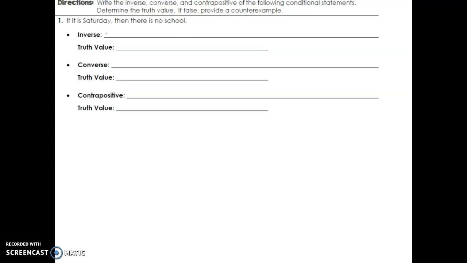So the first thing that I would do here is determine the hypothesis and the conclusion. So reminder, the hypothesis is everything after if. So this would be your hypothesis. And everything after the then, that is your conclusion. So that works in how I have to do my inverse and my converse. So my inverse, remember, that is negating it. So my inverse here, that is saying if it is Saturday, the inverse would be if it is not Saturday.